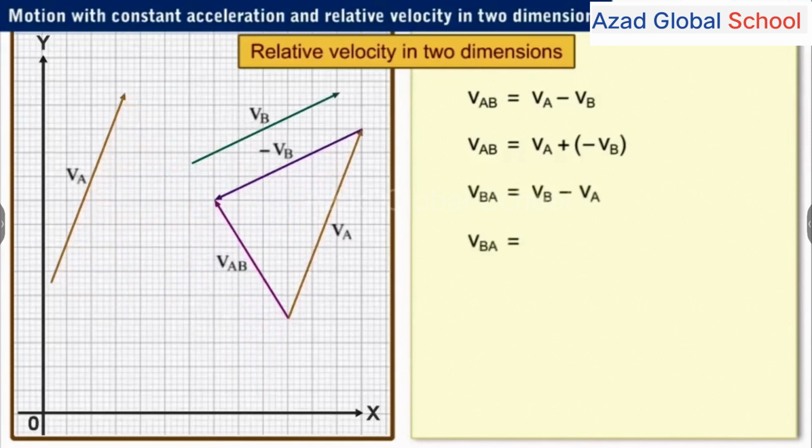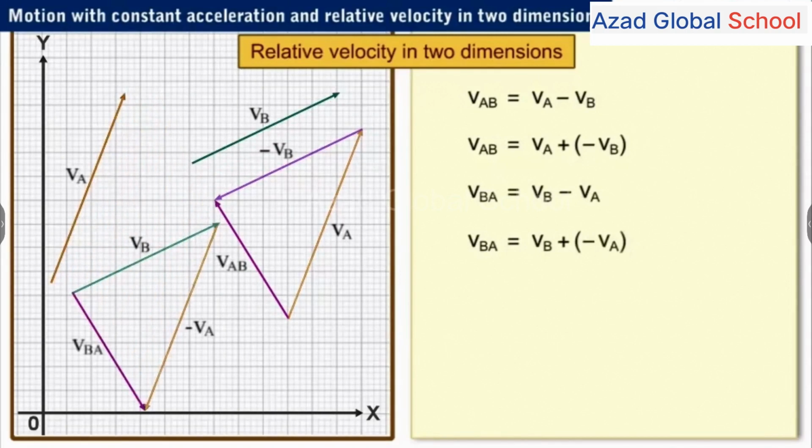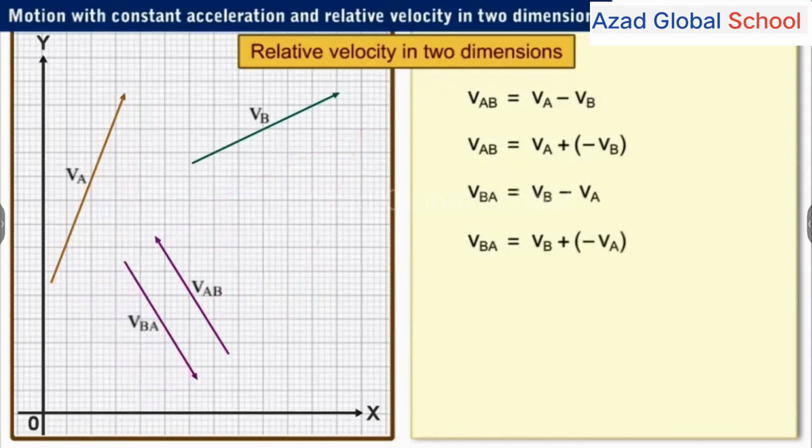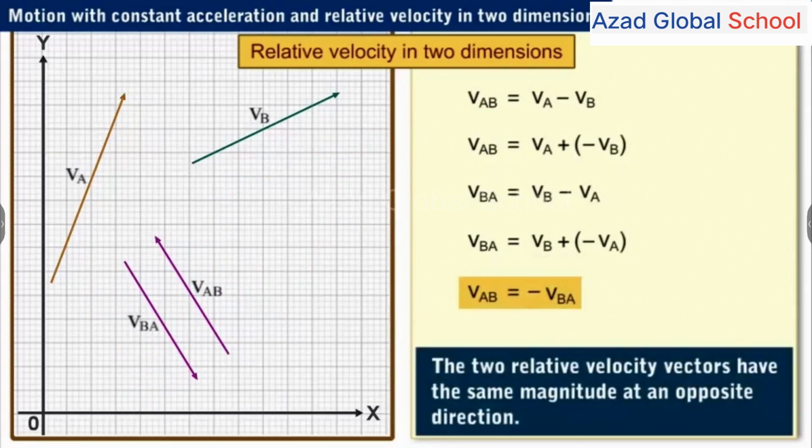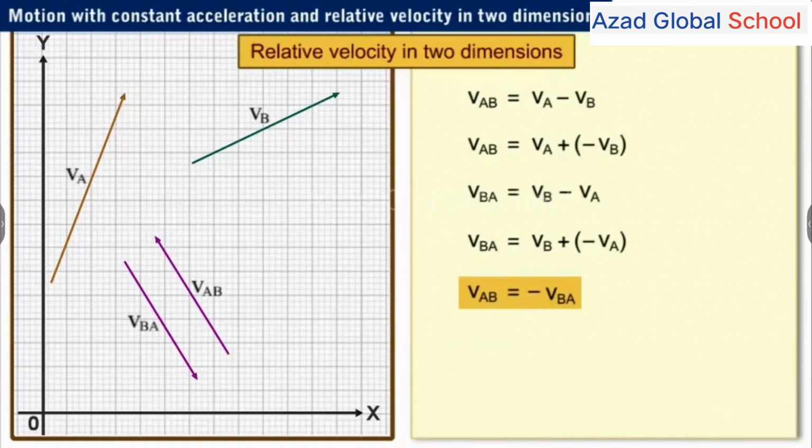Similarly, VBA is equal to VB plus minus of VA. Finally, on comparing the two results, we find that VAB is equal to minus VBA, which means that the two relative velocity vectors have the same magnitude and opposite direction. This implies that the magnitude of VAB is equal to the magnitude of VBA.